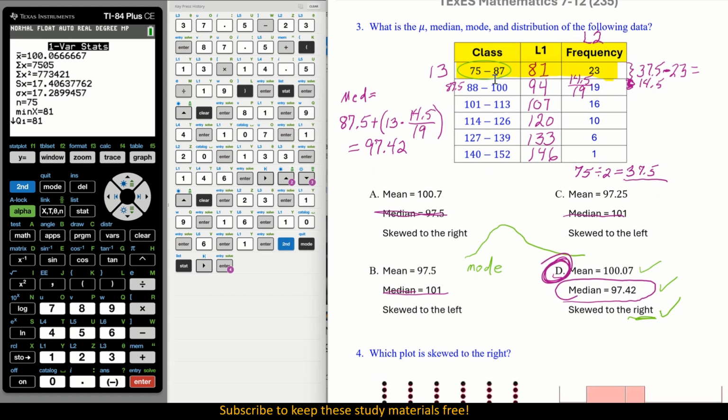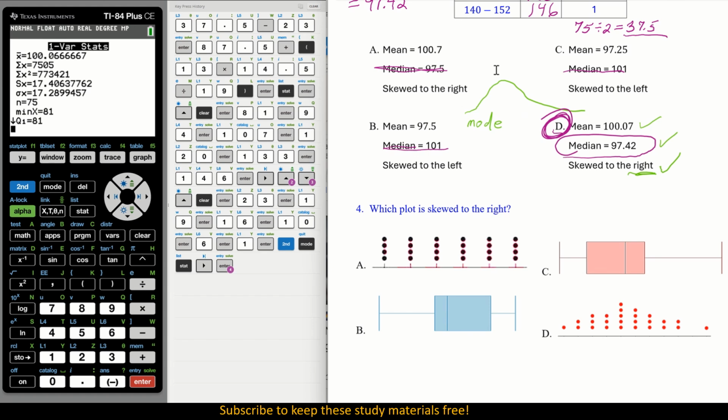Okay, now let's go to number 4. Number 4 is pretty simple. It says, which plot is skewed to the right? Well, you might get this kind of question on a practice test, maybe a simple test. I don't see it being on like the state exam, but still, you may need to know it because it may be in the context of a question with a bigger thing that they're asking you, whatever.